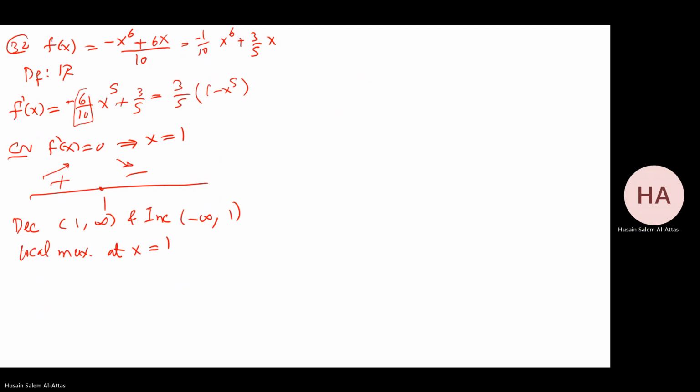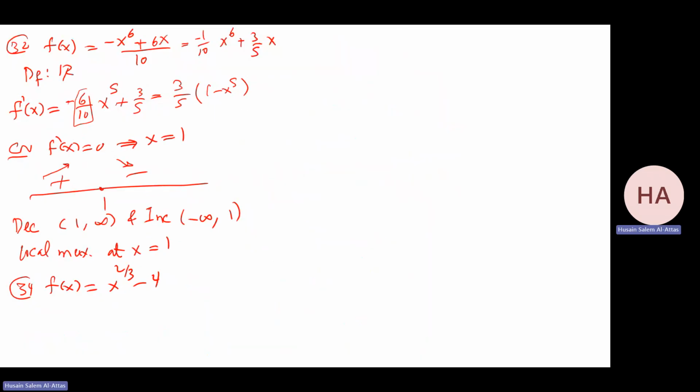Okay. Next one, which is what? 34. F of x equals x to the power 2 over 3 minus 4. That's it. Yeah. Okay. Domain is all real numbers. Clear. F prime will be what? 2 over 3 times x to the power minus 1 over 3. That's it. Or in other words, 2 over 3 x to the power 1 over 3.